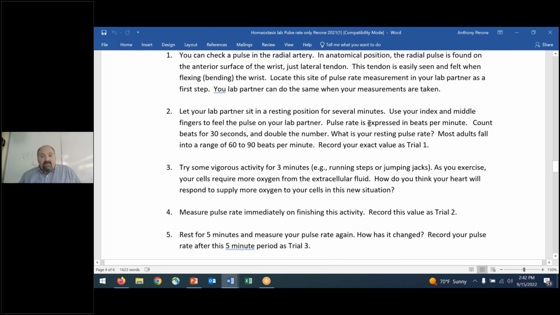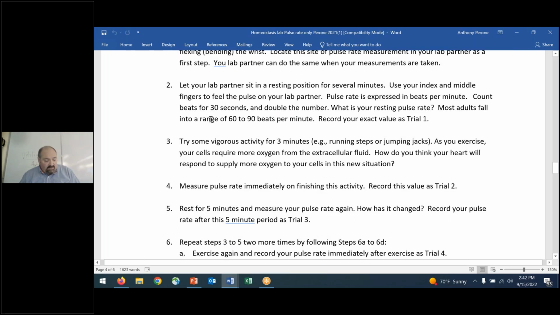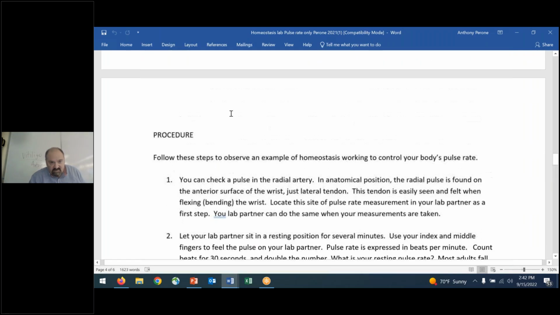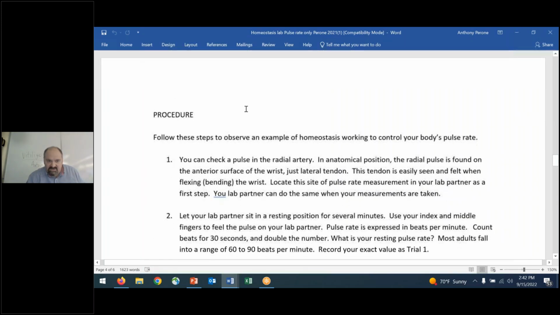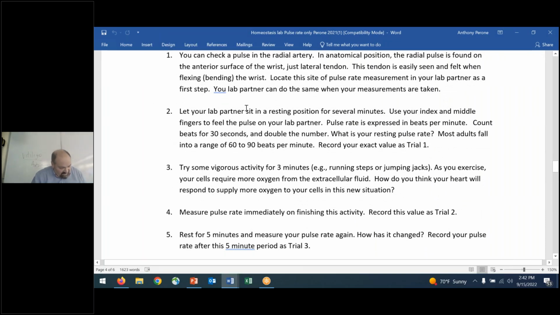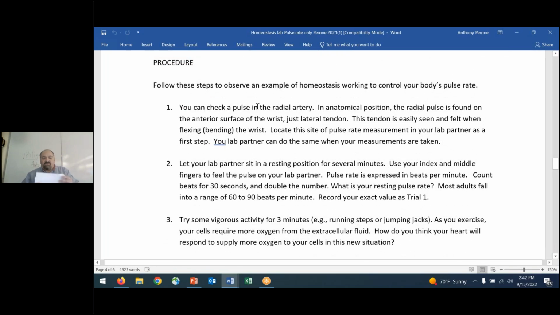Now, look right here on page, let me get the page for you. Page 3. Actually, let's go to page 4. Page 4 on your handout, it says procedure at the top of the page. Number 1, you can check a pulse in the radial artery, right? It's telling you how to do that.